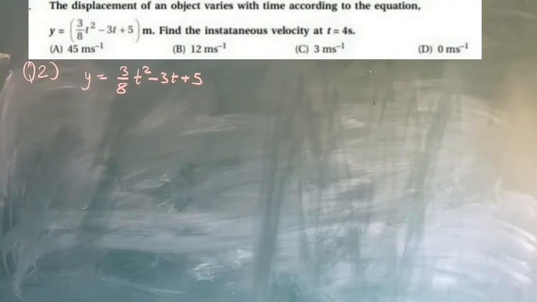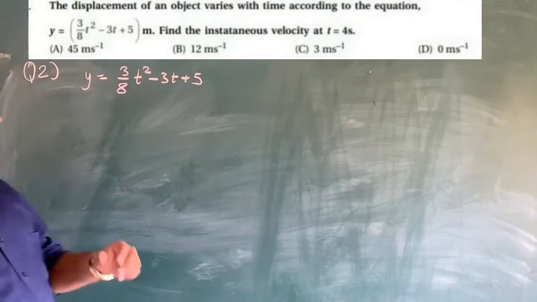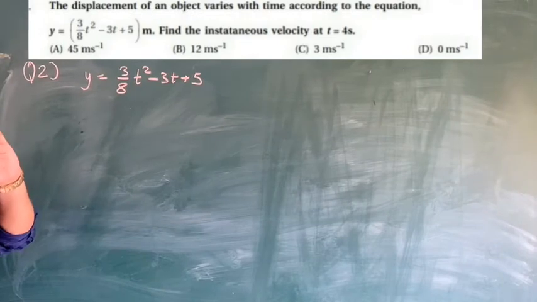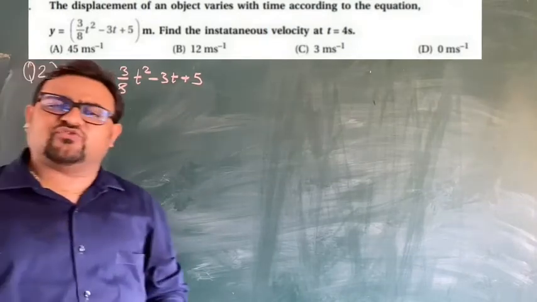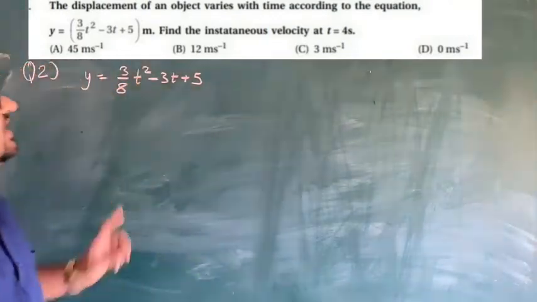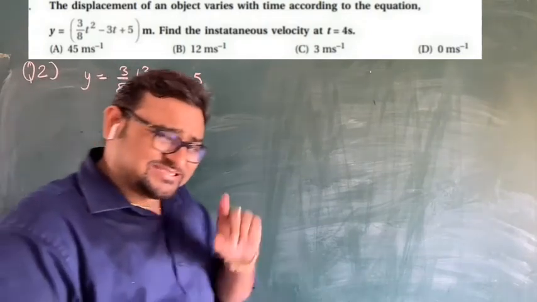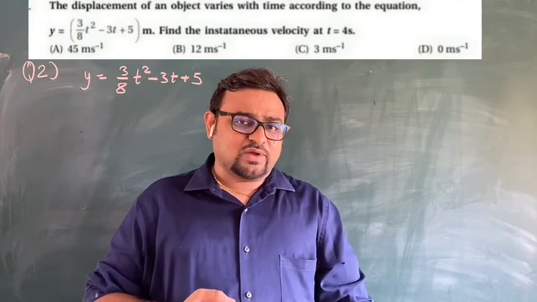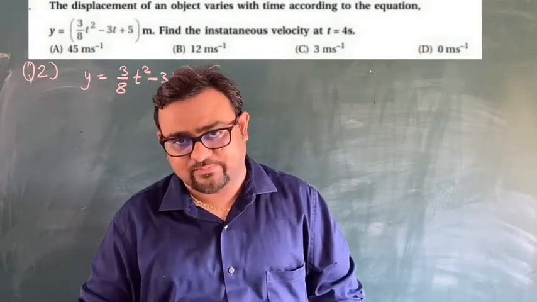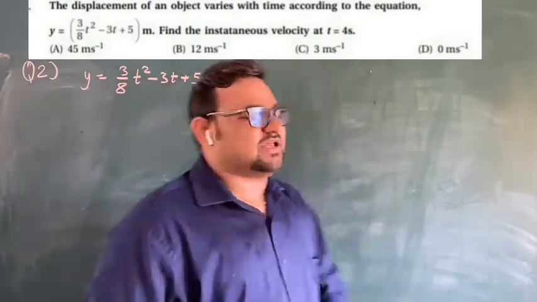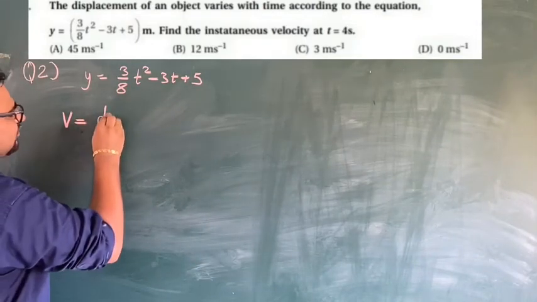Next, question number two. It is given that the object varies its displacement according to the equation y equal to 3 by 8 t square minus 3t plus 5, and you have to find the instantaneous velocity at t equal to 4. Remember, for average velocity the formula is final velocity minus initial velocity, v2 minus v1, upon time. But for instantaneous velocity, the formula is v equal to dx by dt or dy by dt.